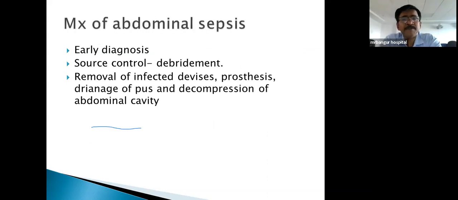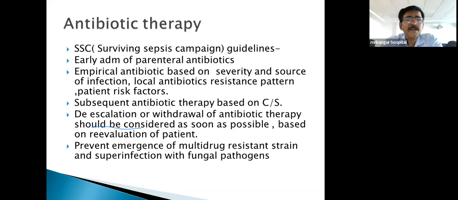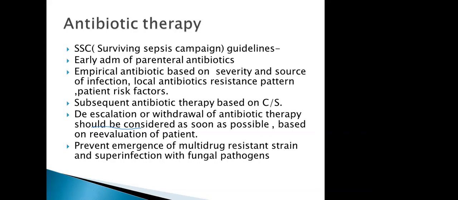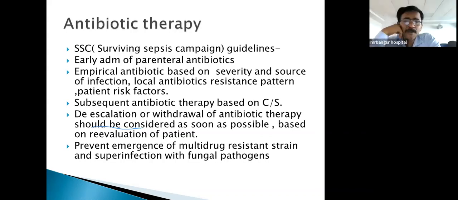So how to manage abdominal sepsis? Early diagnosis is important. Source control by debridement and making a stoma for perforation is important. The removal of infected devices, prosthesis, drainage of pus and decompression of the abdominal cavity is important for early control of sepsis. So there is a recommendation by Surviving Sepsis Campaign for appropriate antibiotic therapy in any abdominal sepsis.